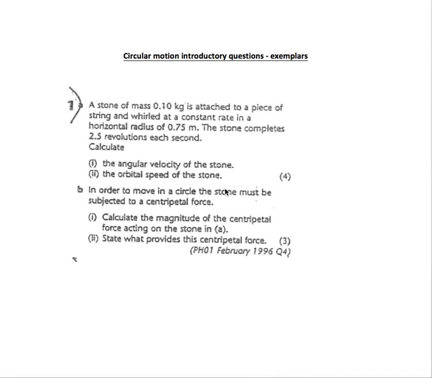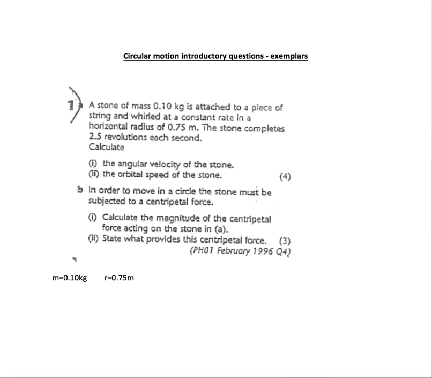The first of my introductory question exemplars for you. So here we have a stone of mass 0.10 kilos. Let's write that down. Attached to a piece of string, whirled around at a constant rate in a horizontal radius of 0.75 meters. And we have 2.5 revolutions every second.